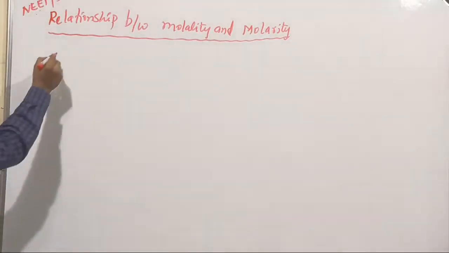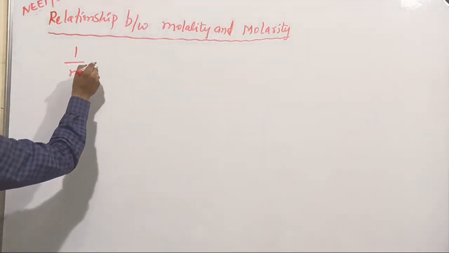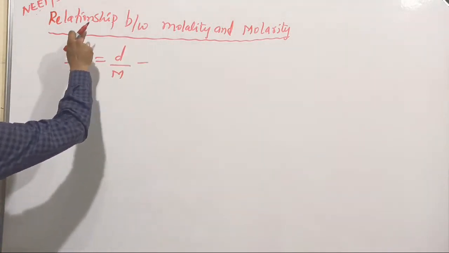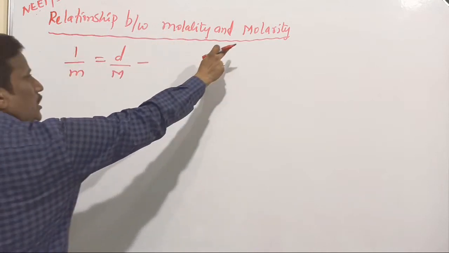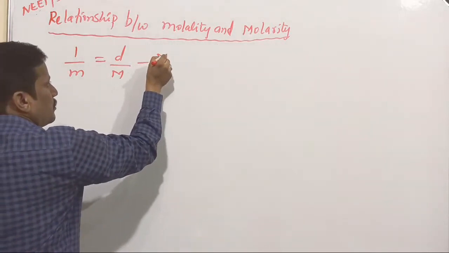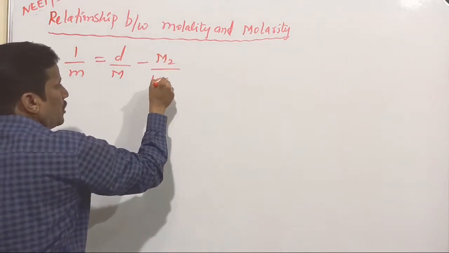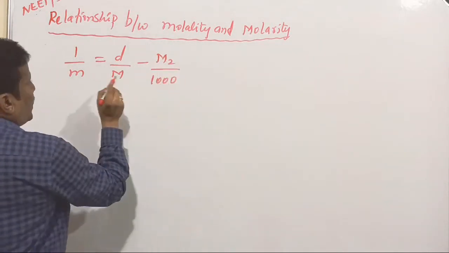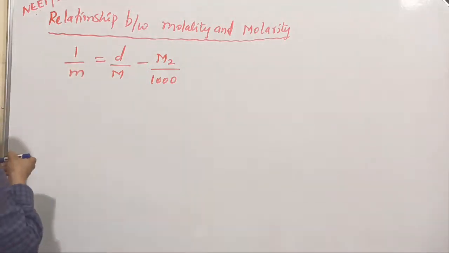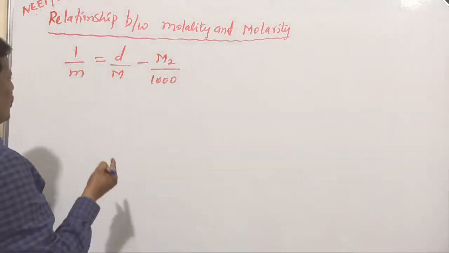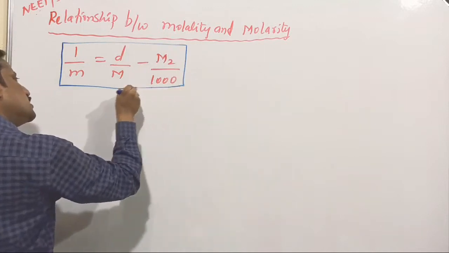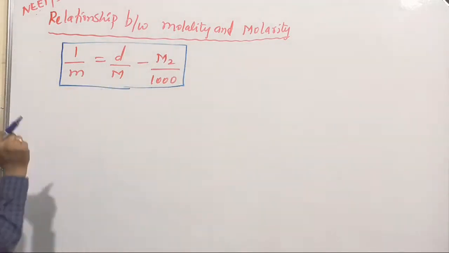Okay, we have an expression: 1 by M is equal to d by m, where small letter m is molality and capital letter M is molarity. 1 by m is equal to d by M minus M2 by 1000. What are these terms? You should know them. It is a ready-made expression; derivation is not required.